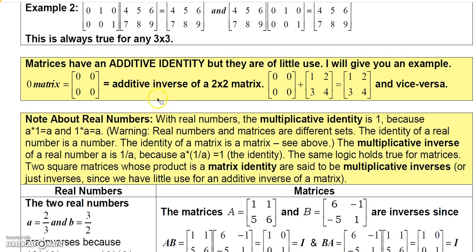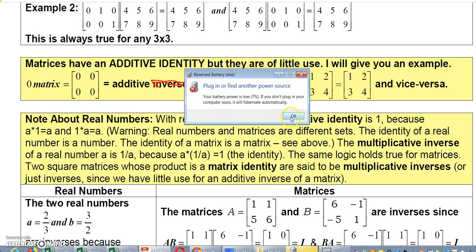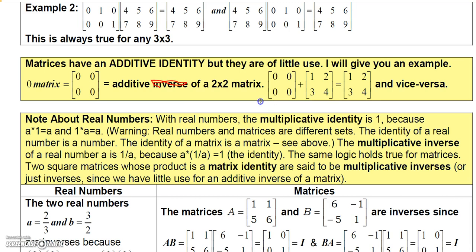Okay, now as I said, there is an additive identity, but they're not much use for us, so I won't spend much time talking about that. But the 2 by 2 additive identity, I should say identity, not inverse there, so take that out. But anyway, the 2 by 2 additive identity would just be this matrix with all zeros in it. And if you add a 2 by 2 additive identity to any matrix, it just gives you that matrix. So we won't spend much time dealing with that.